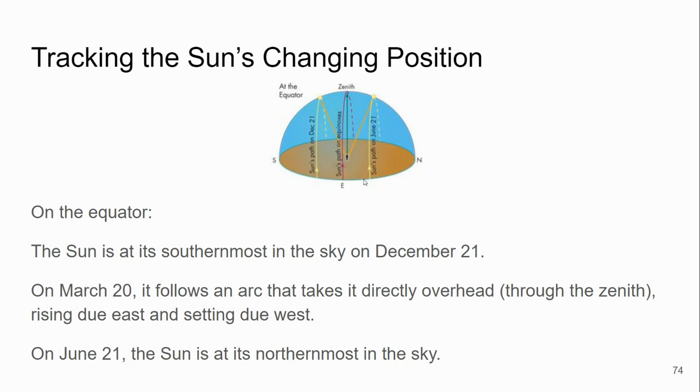And then another 3 months later, it's here. And then 3 months later, it's here. And it just keeps doing that. So yeah, if you're on the equator, on the equinoxes, the sun is directly overhead. So that happens twice a year.